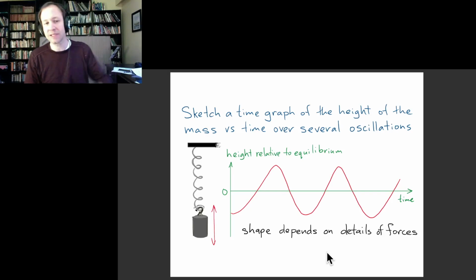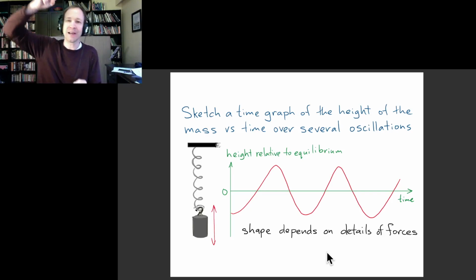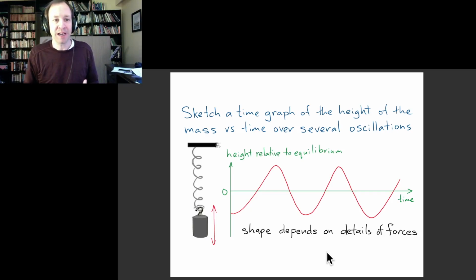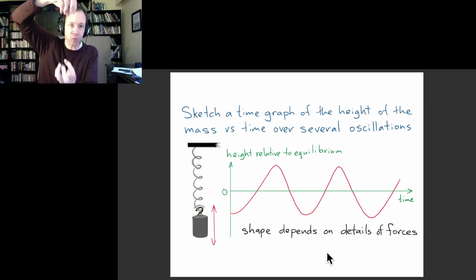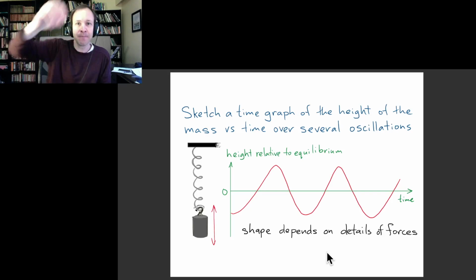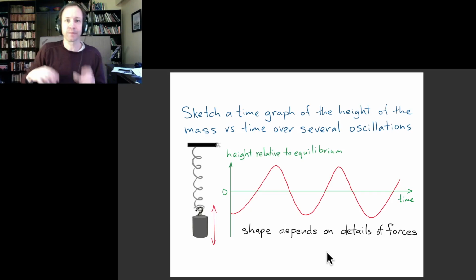So I could do this with a spring. I could do it with, I don't know, one of those stretchy exercise bands. I could hang a little weight from a marshmallow and watch it oscillate up and down. And so depending on exactly what I use, the details of these restoring forces are going to be different, and I'm going to end up getting a different shape.